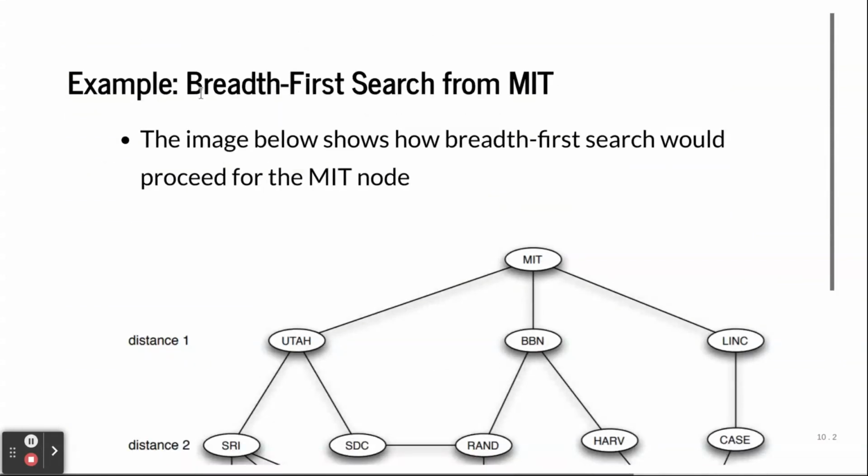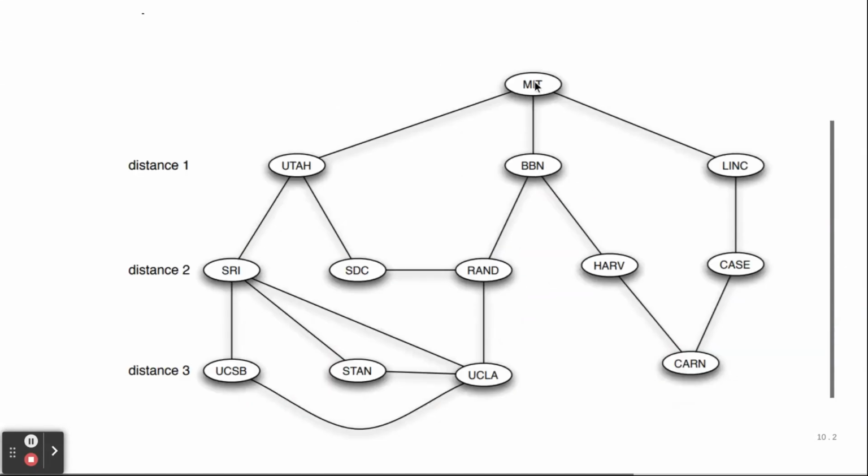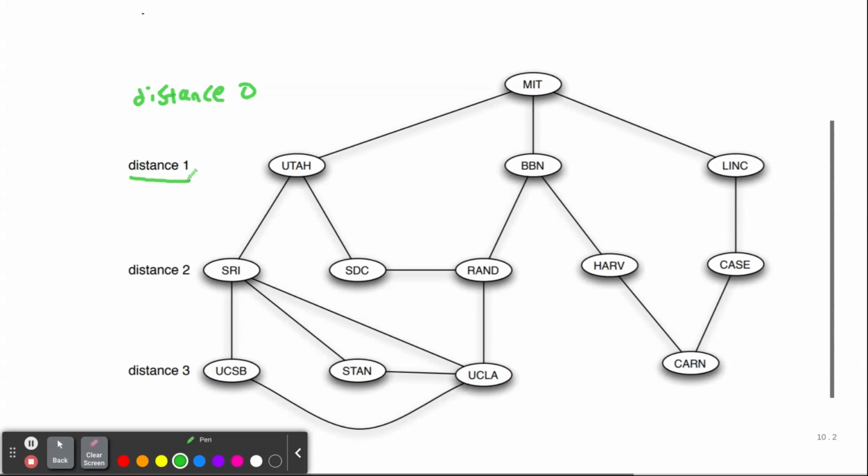So let's look back at our ARPANET example and consider a breadth first search starting at MIT. Here's how it would work. We first begin with MIT, and as we mentioned above, we will note that MIT is at a distance 0 from itself. Then we consider all of the nodes that are directly connected to MIT, which include Utah, BBN, and Link, and we'll note that these are all at a distance 1.